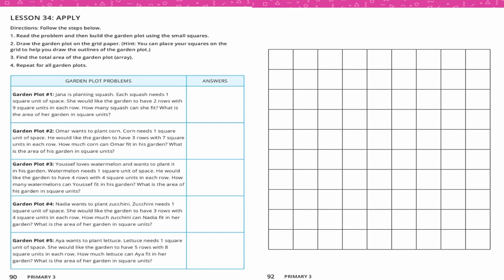How many squash can she fit? If we want to find the total, we multiply 2 rows by 9 squares. So 2 times 9 equals 18 squash. Let's draw them. 2 rows, and inside each row we have 9. So the total area is 2 times 9 equals 18 square units.